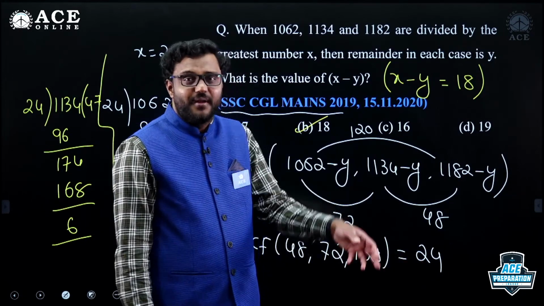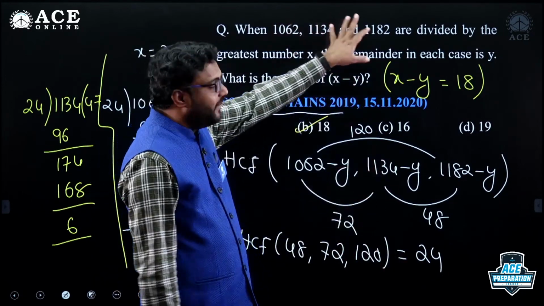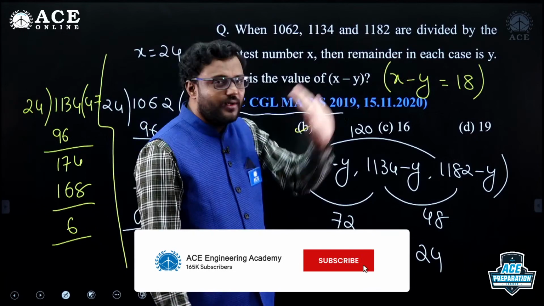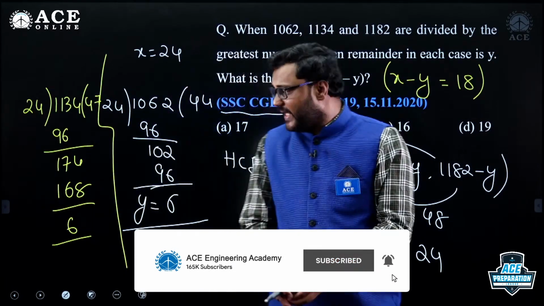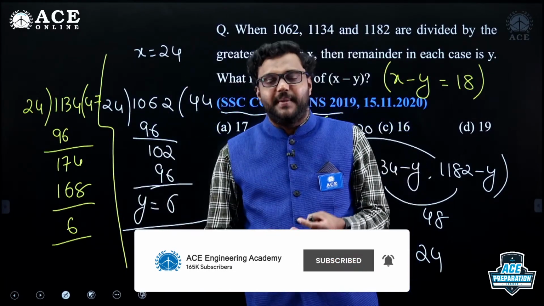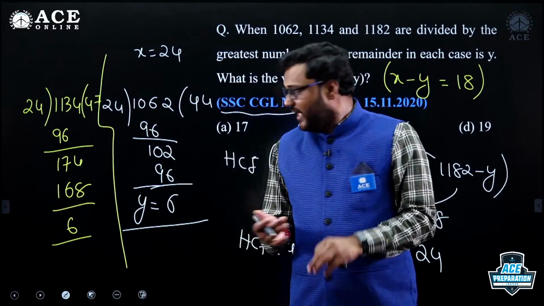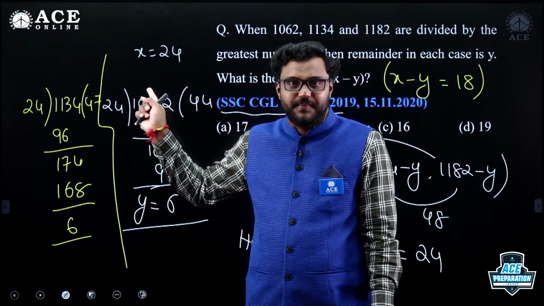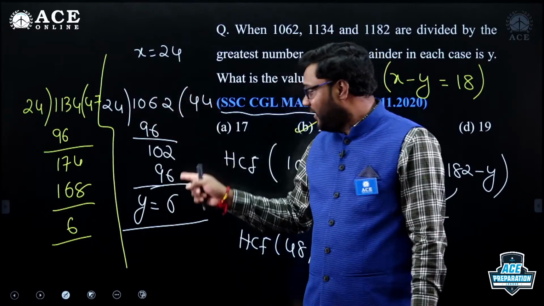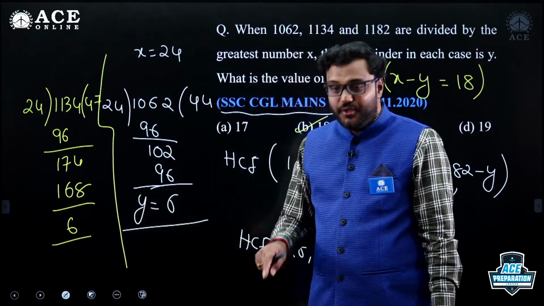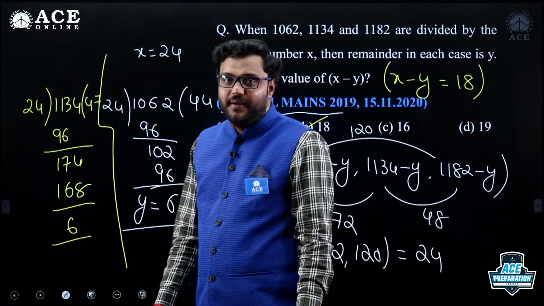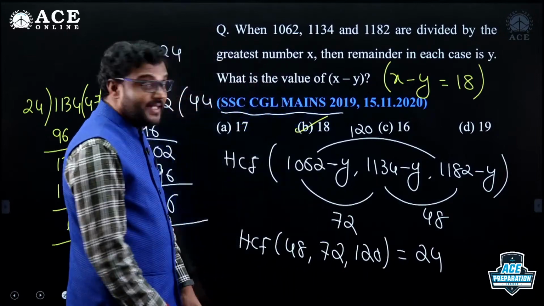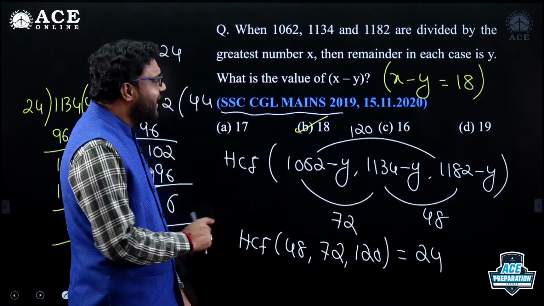X value 24, y value 6. You can verify with these other numbers also. If you are getting 6 as the remainder, then you can confirm, yes, x value 24, y is 6. If you are getting a different remainder, x 24 is the wrong input. We should not take x value 24 when we get different remainders. You should cross-verify before confirming, my dear friends. Right. See the next question, which is on similar lines.